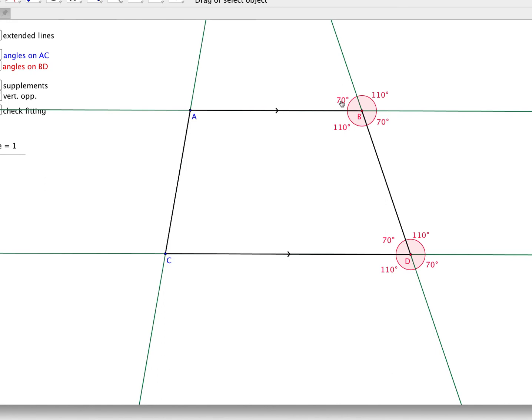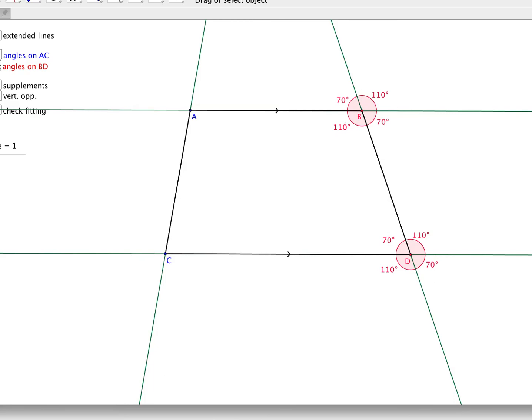So you've got straight lines making 180, you've got vertically opposites, you've got allied angles, this 110 and this 70 here, the inside bit of an F shape, they're making 180. So you've got straight lines, supplements, you've got vertically opposites, you've got alternates, and you've got correspondings. There's lots of ways to get the same answer.